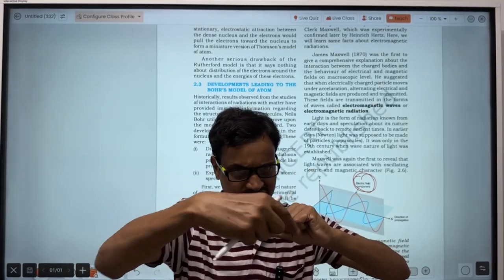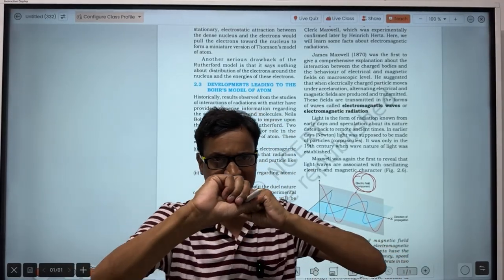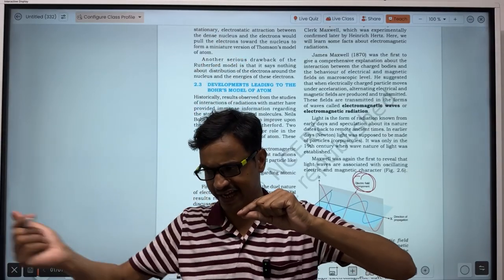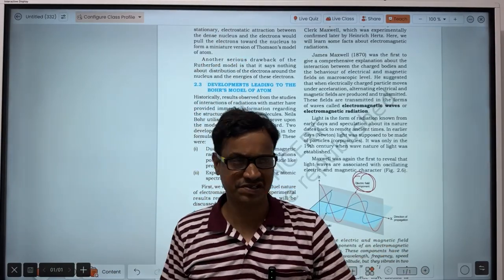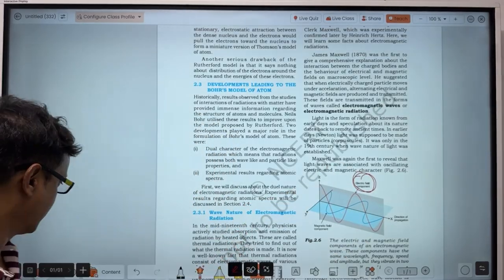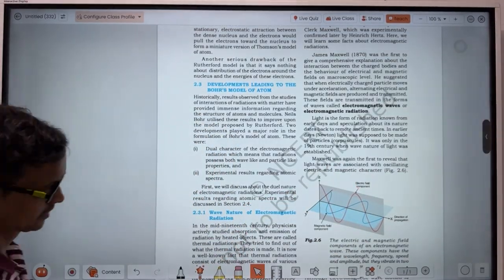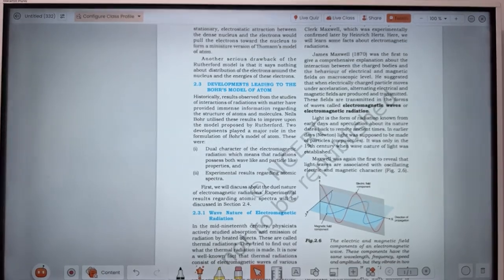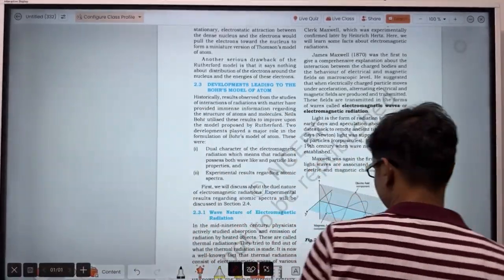Suppose the electric field originates here. The electric field oscillates in this direction. The magnetic field oscillates in this direction. So in the x-axis, a wave will originate, that wave will be called an electromagnetic wave. As I have told you, the same concept has been taught here.